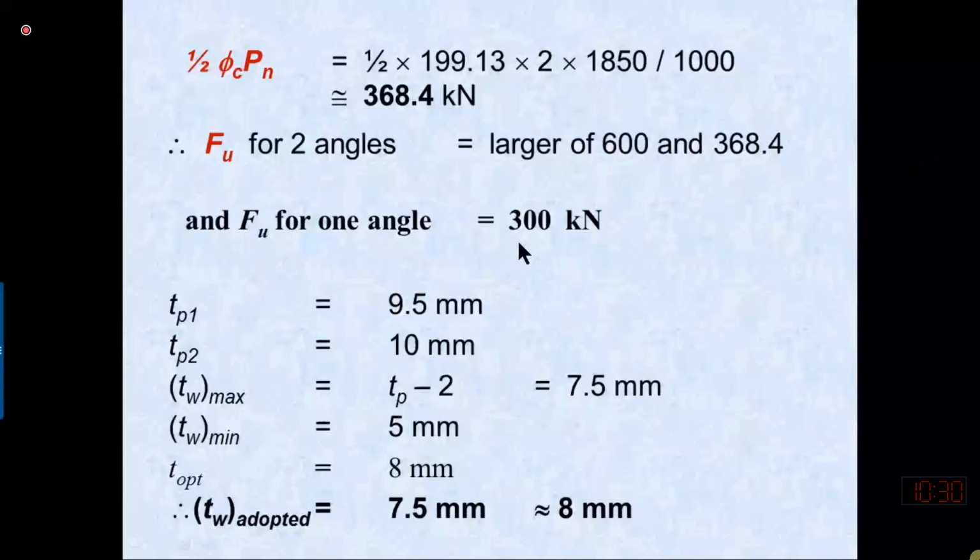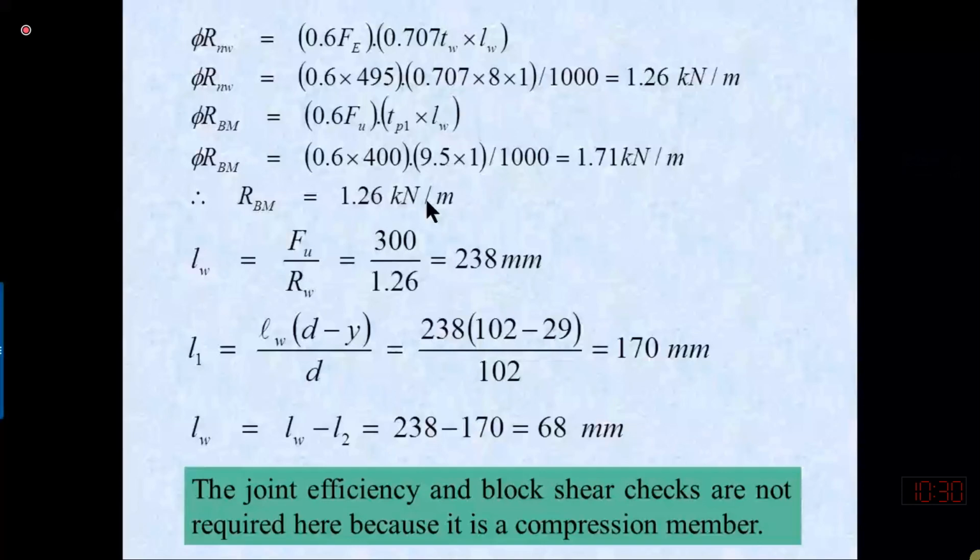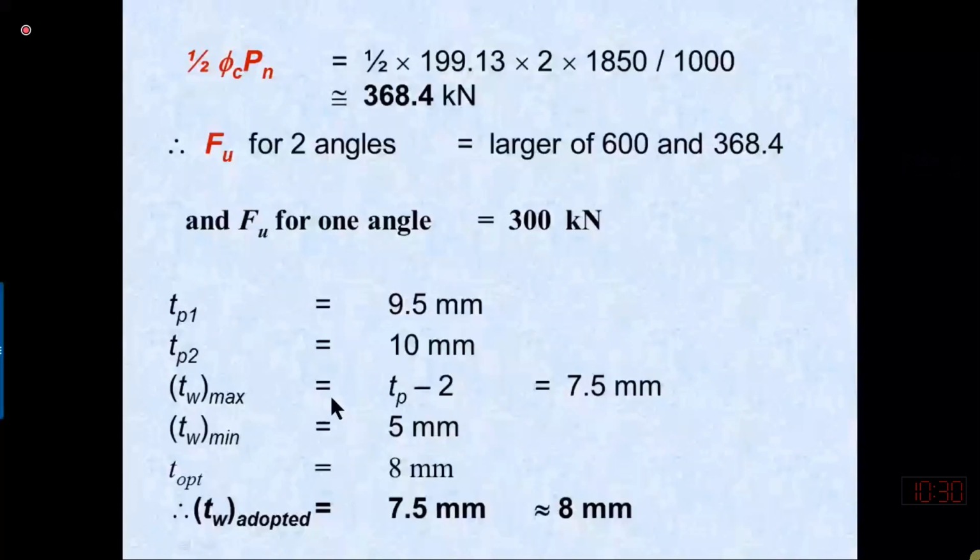The plate which is thinner, we refer to as TP1. So TP1 will be 9.5, which is the thickness of the angle, and TP2 is the thickness of the larger plate, which is our gusset plate. Then what are you supposed to do based upon TP1 and TP2? First of all, we are determining the TW minimum.